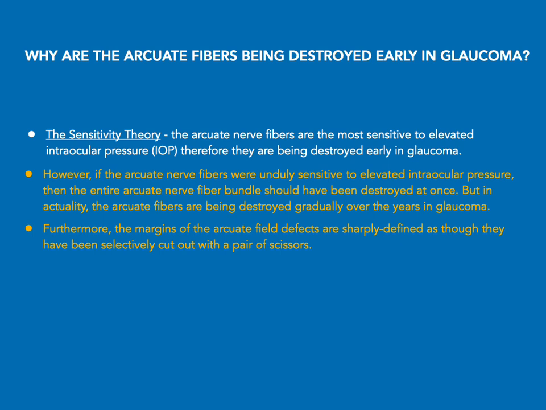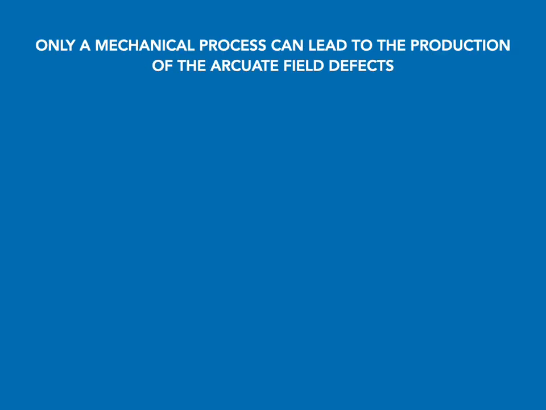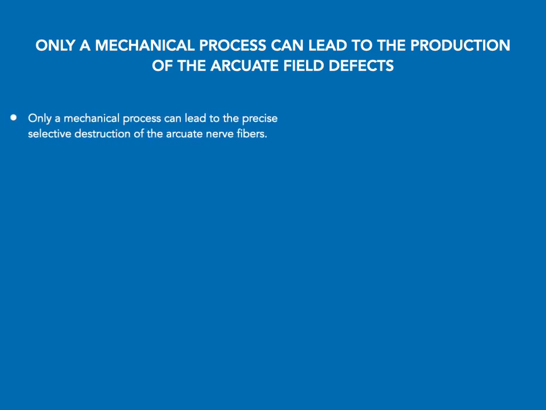Furthermore, the margins of the arcuate field defects are sharply defined as though they have been selectively cut out with a pair of scissors. As you can see in the schematic diagram of a right eye arcuate field defect with sharply defined margins. Only a mechanical process can lead to the production of the arcuate field defects. Only a mechanical process can lead to the precise, selective destruction of the arcuate nerve fibers. Then, what may be that mechanical process?